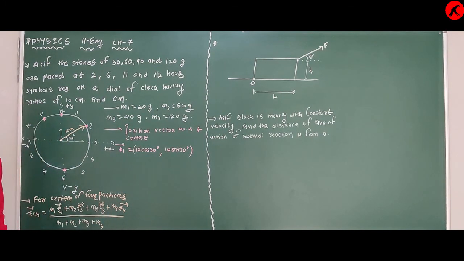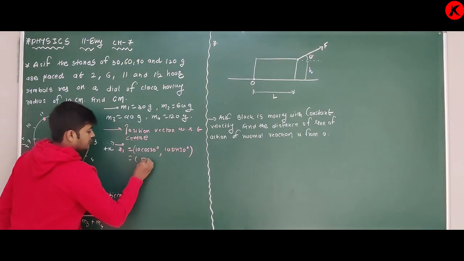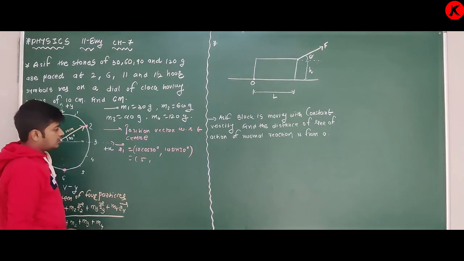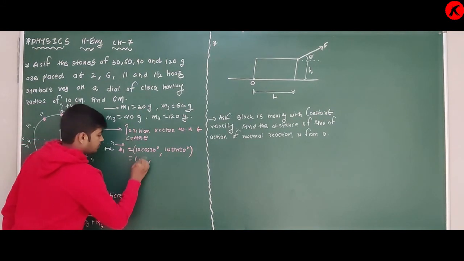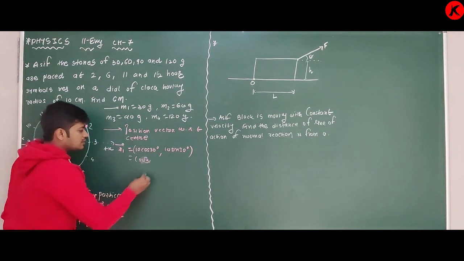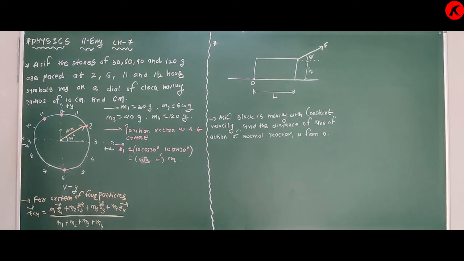Now cos 30 is root 3 by 2, and sin 30 means 1 by 2. So it is 5 root 3 for the x component, and sin 30 being 1 by 2 means it is 5 centimeter. So that is R1. Clear?